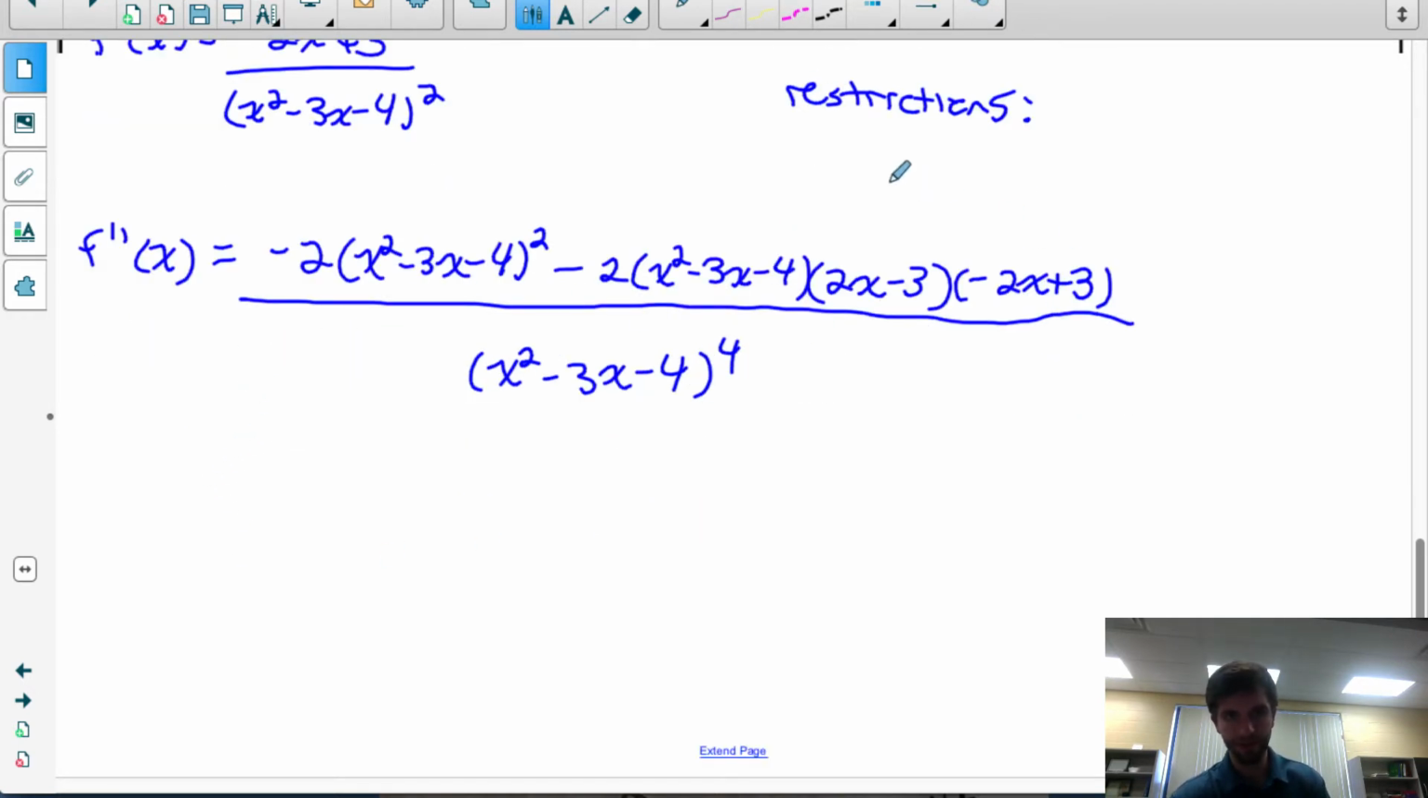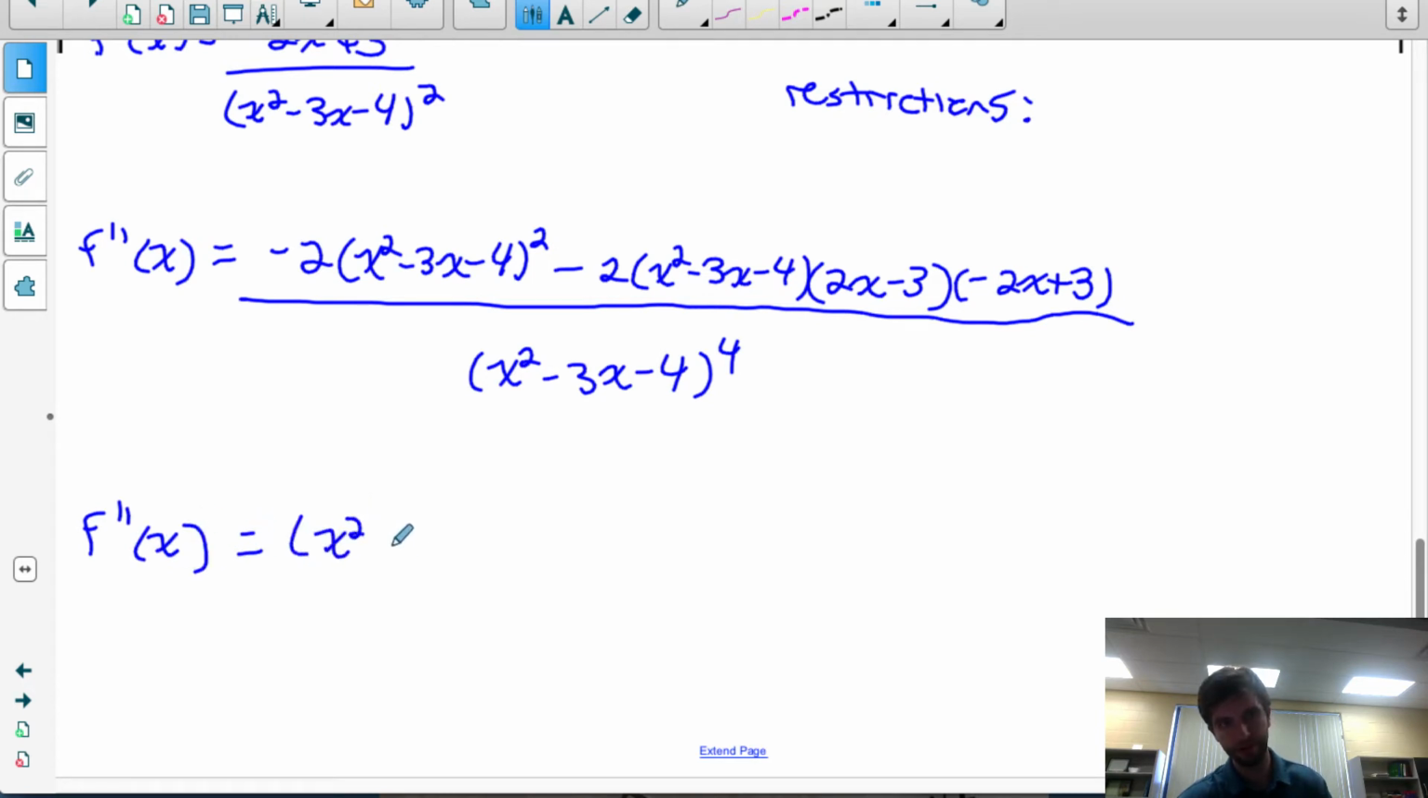Okay, so we're interested in when this is equal to 0 or undefined. It'll be useful if we simplify this before we do that. And I want you to notice that the first term and the second term both have a factor of x squared minus 3x minus 4. This one has 2 of them, that one has 1 of them. But I point that out because we can common factor one of those out and cancel it with one of the factors in the denominator. So I'm going to go ahead and do that.